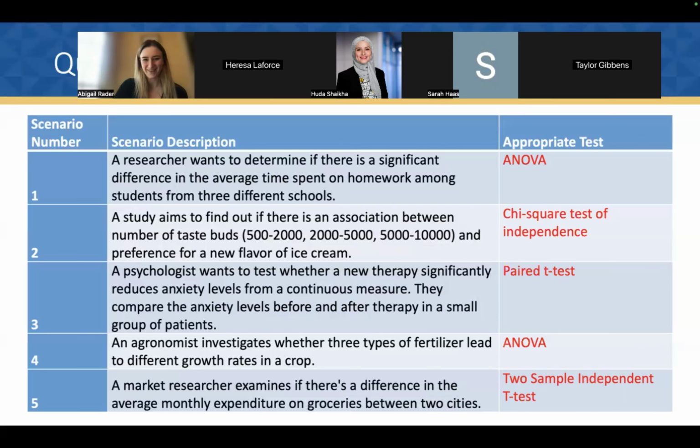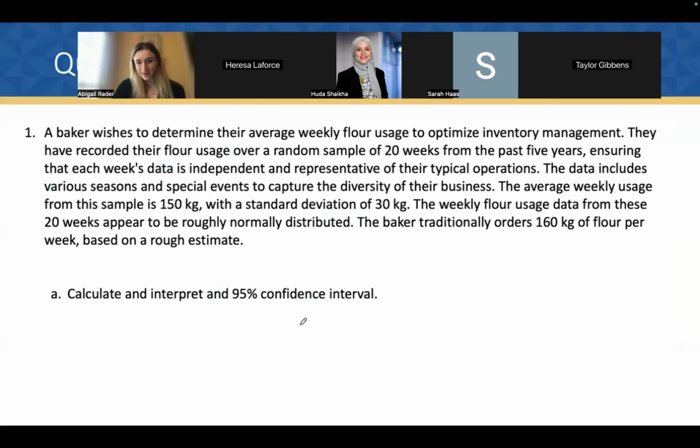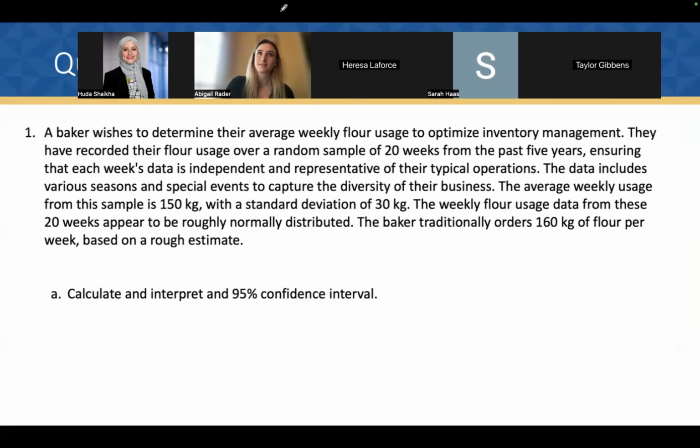Yes. Okay, so now we get into the testing. This one is, well, we can go through, yeah, Huda.